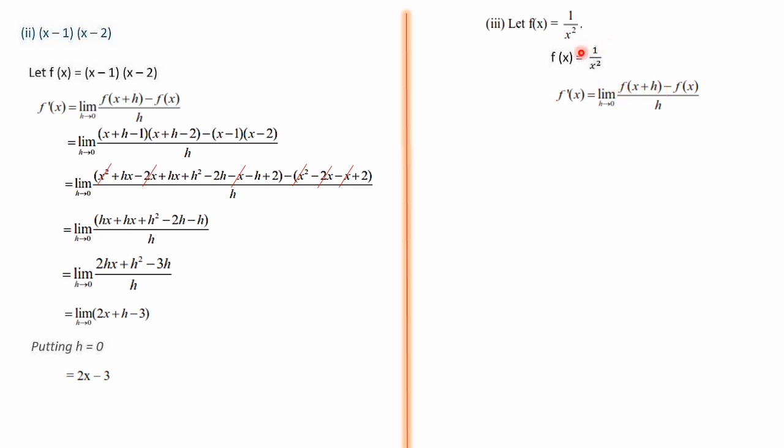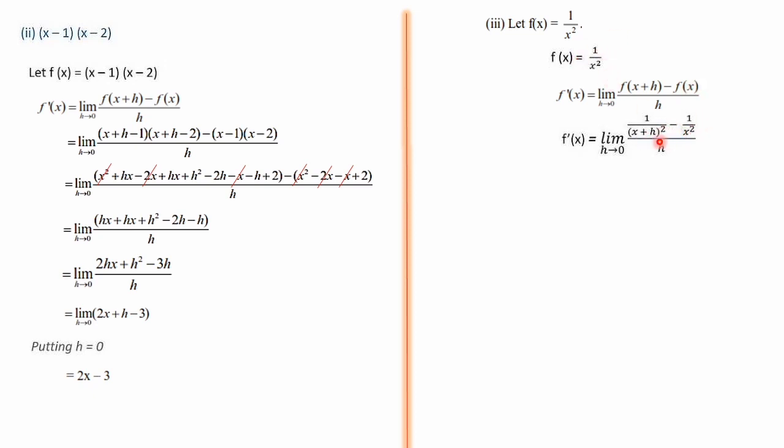Here there is 1 by x square, so we have to be careful because the variable is in the denominator. So f dash x is equal to limit h tends to 0, f of x plus h. So this x can be replaced by x plus h. So 1 by x plus h the whole square minus again f of x. F of x is 1 by x square itself. It's written here divided by h.